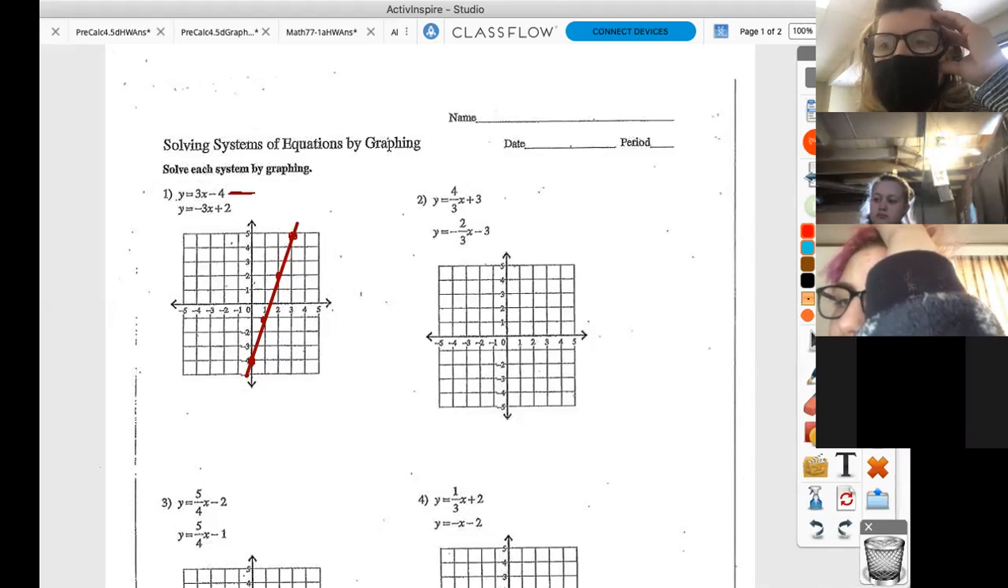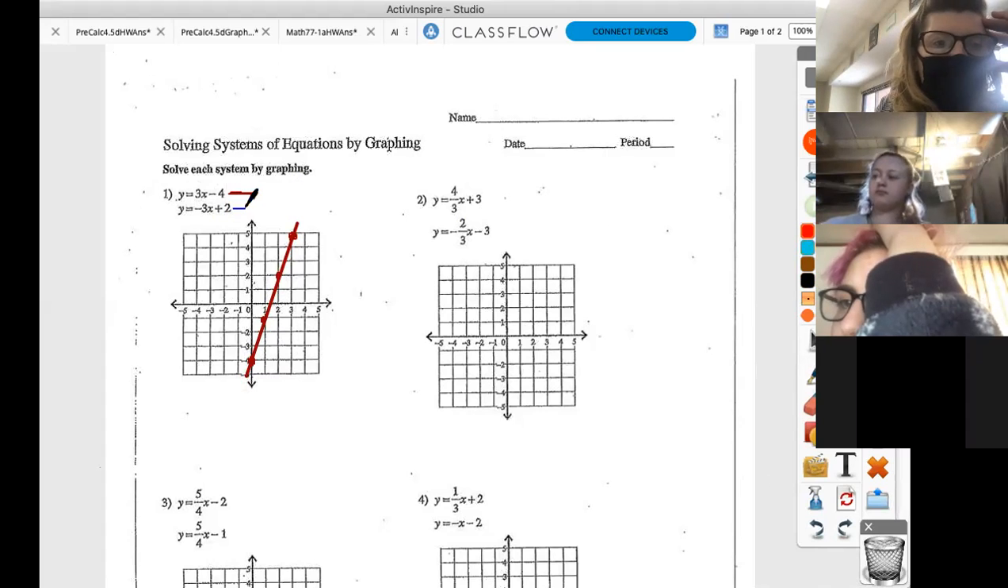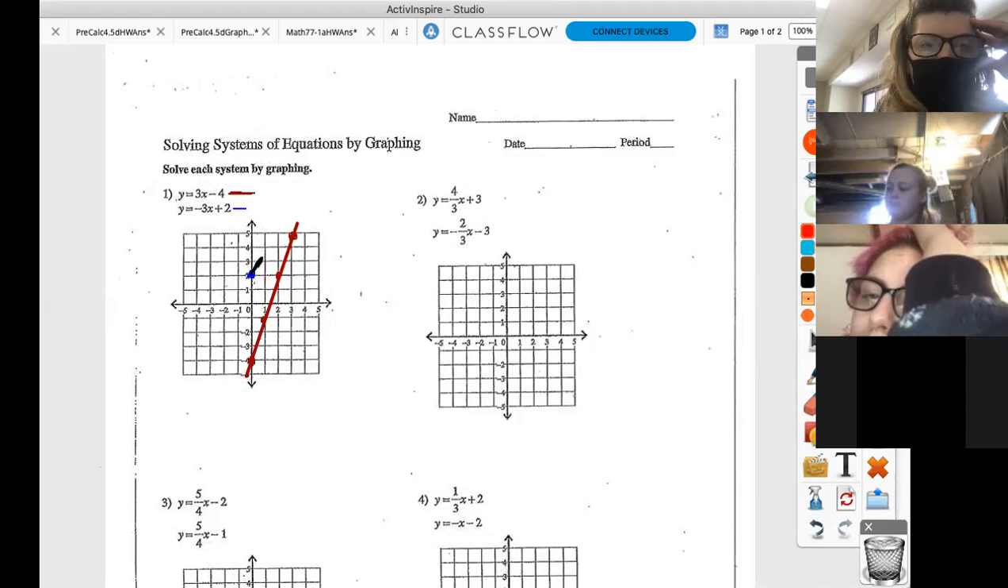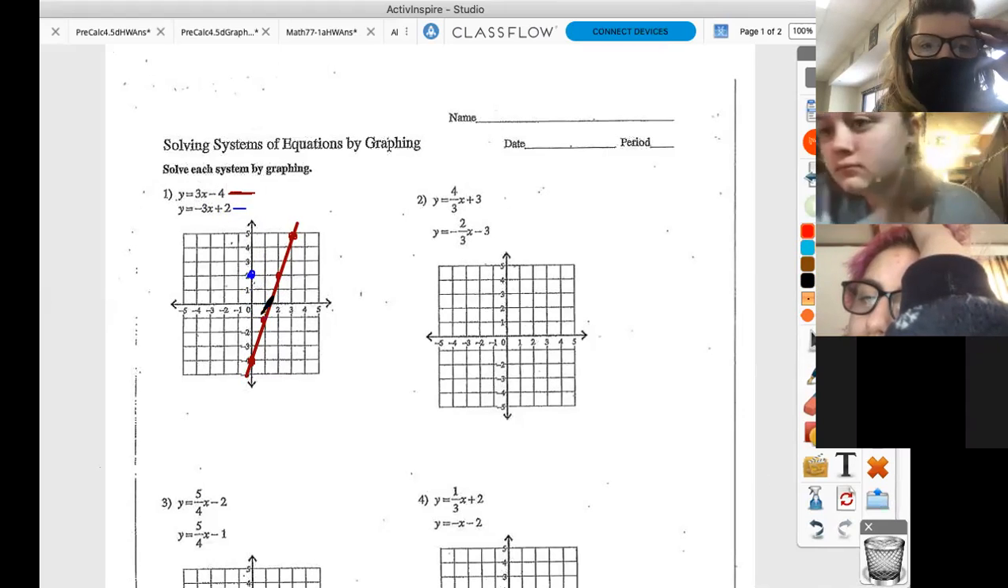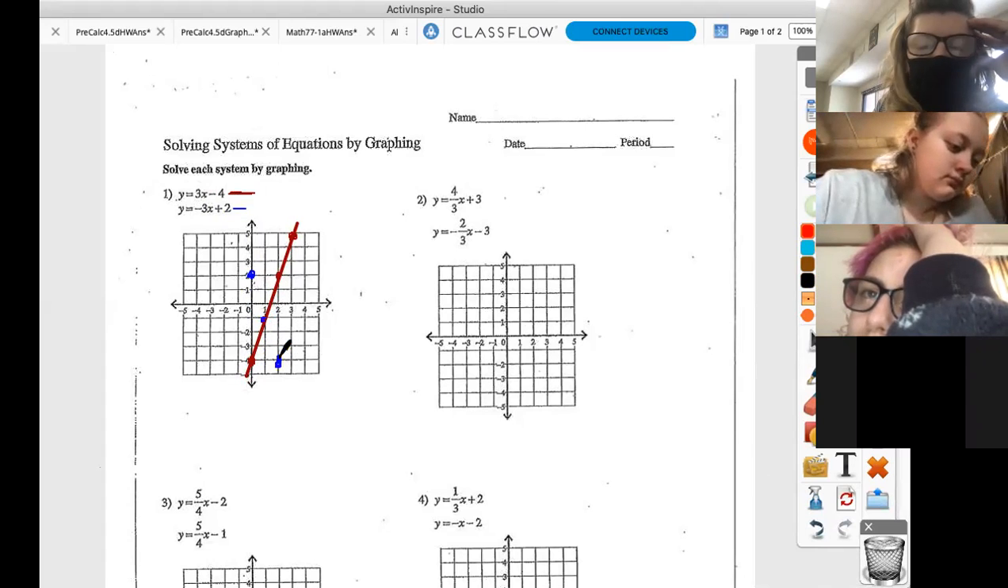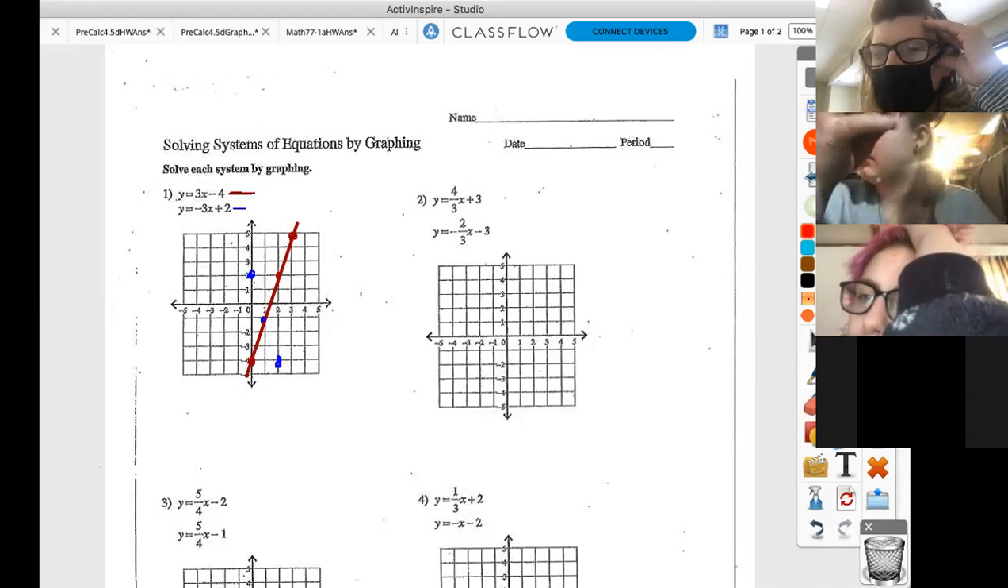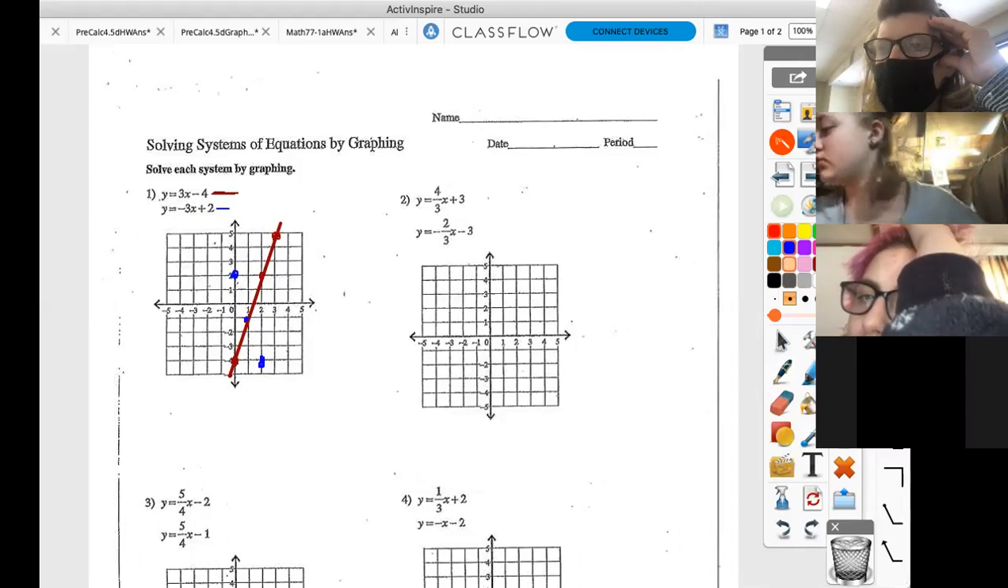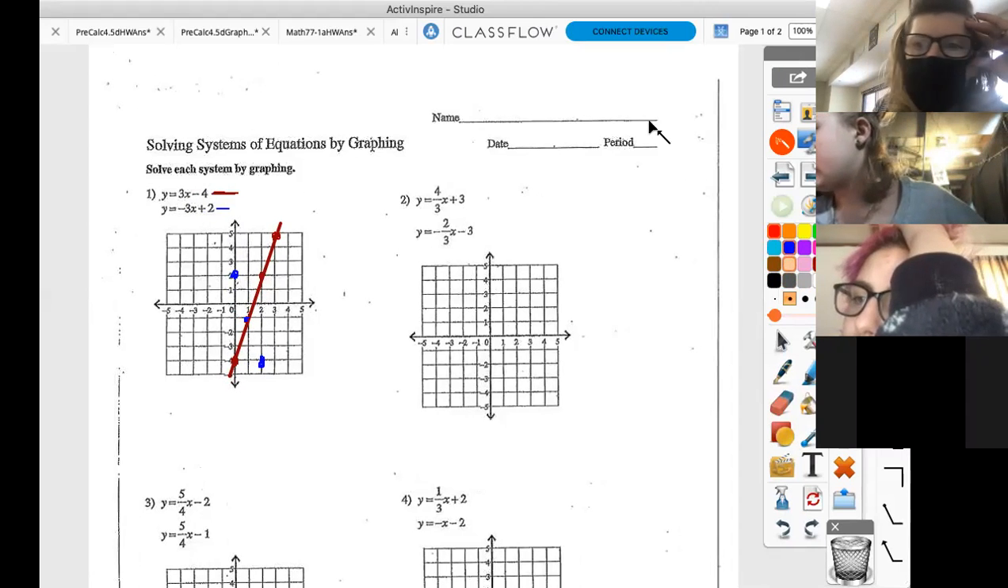Okay, now I'll do blue for this line. So I'm going to go up 2. From there, I'm going to go down 3 and over 1. 1, 2, 3 and over 1. And now I'm going to grab this one. No, I don't want the arrow on it.